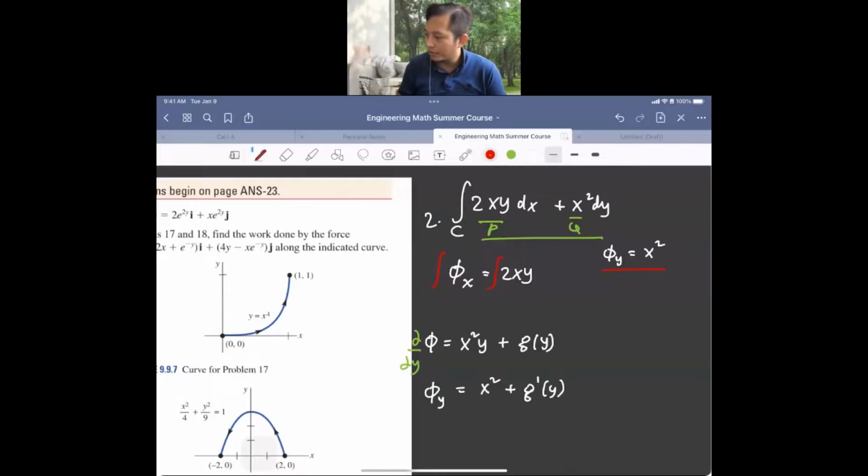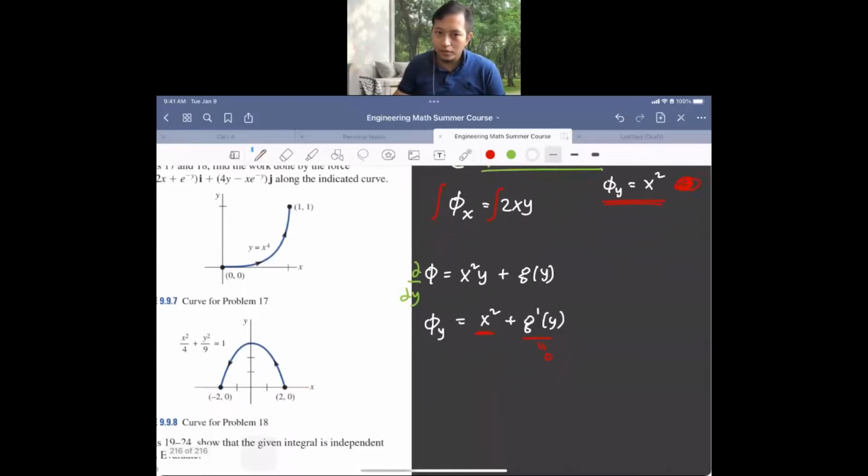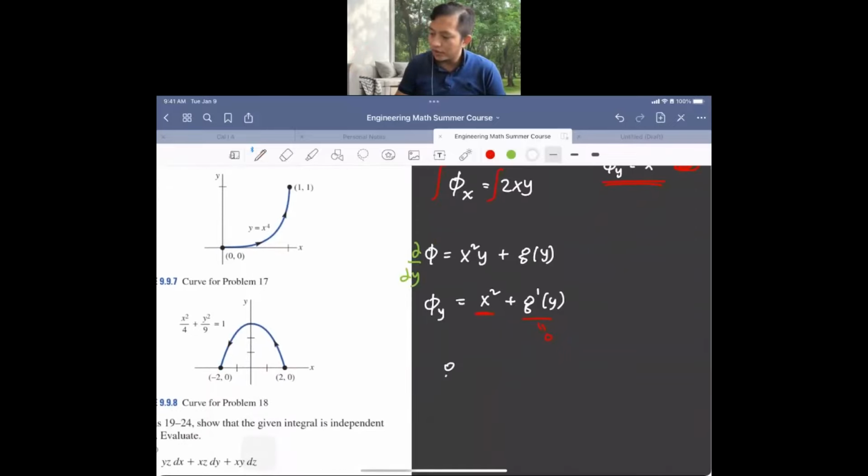And then we see that our potential with respect to y is x squared, the same x squared as here, but there's no other component. So we have g prime of y is equal to 0, right? Because of that, g of y is 0. So our potential function is just x squared y. Okay.